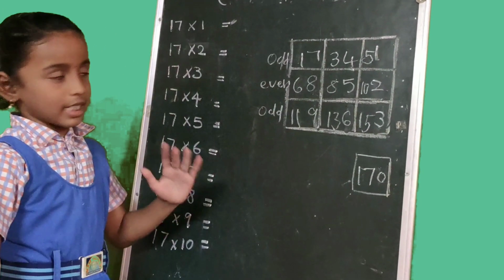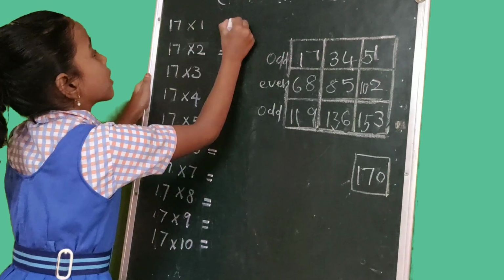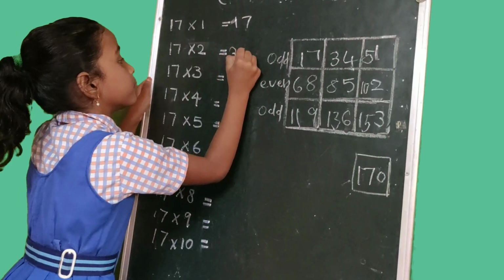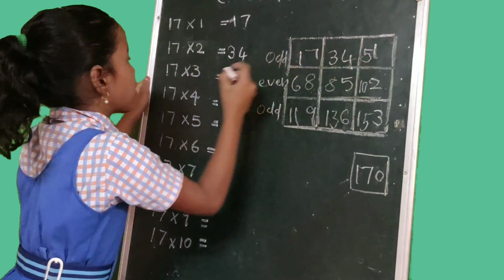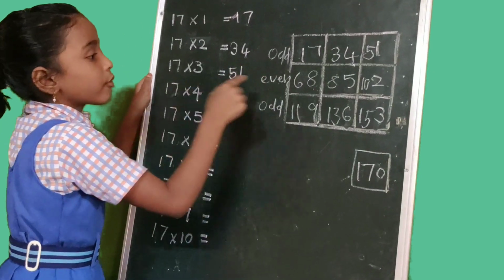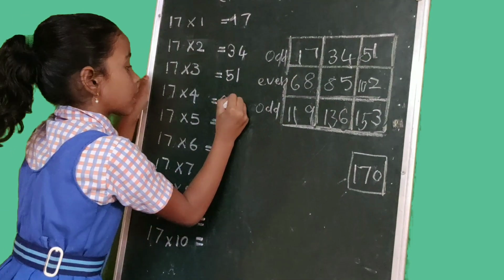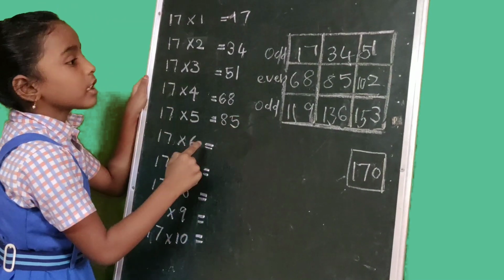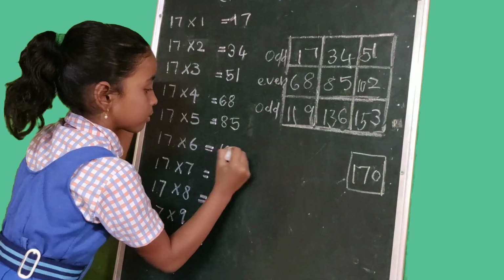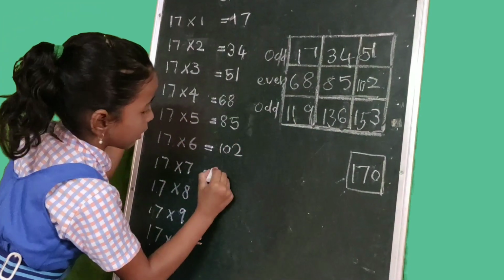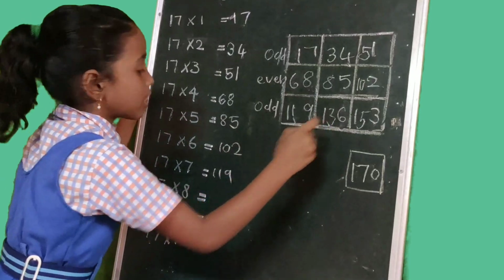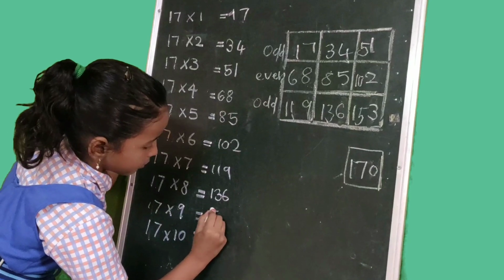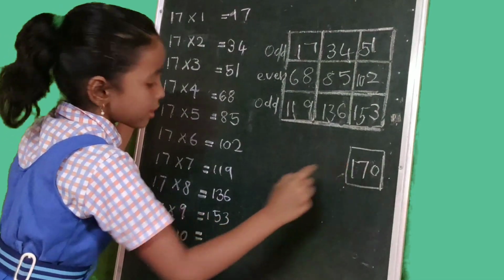Now we write 17 table. 17 ones are 17. 17 twos are 34. 17 threes are 51. 17 fours are 68. 17 fives are 85. 17 sixes are 102. 17 sevens are 119. 17 eights are 136. 17 nines are 153. 17 tens are 170.